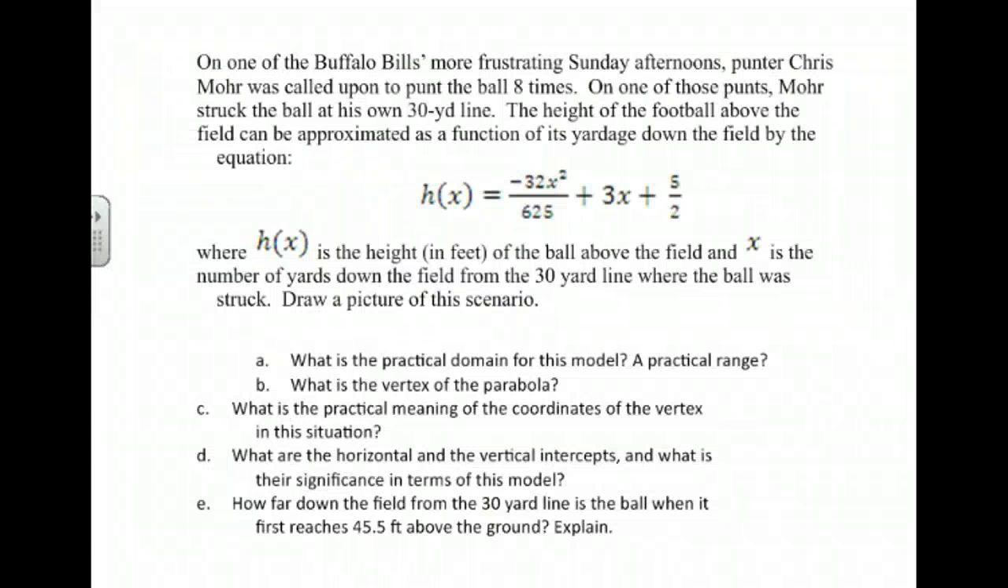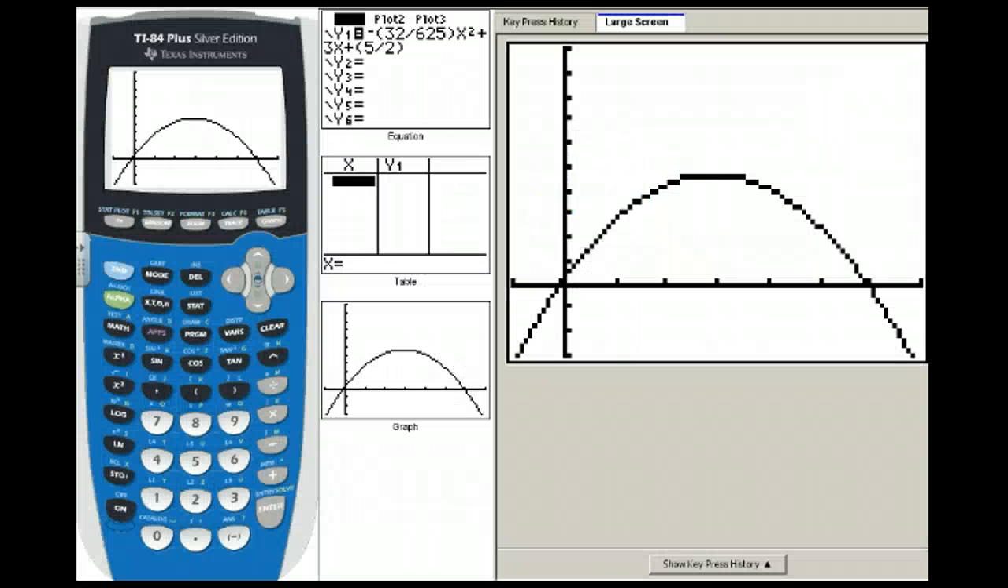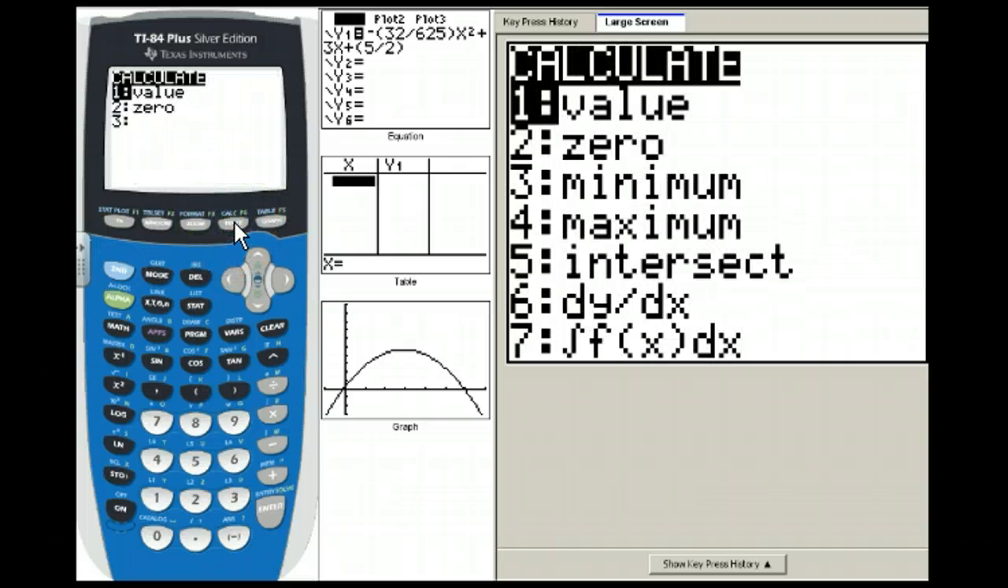Here are the questions again, in case you forgot. What's the vertex of this parabola? And what are the practical meanings of the coordinates of the vertex in this situation? To find the vertex, we need to find the highest point of the curve. That is found by using second, calc, and look at my choices. The highest point, of course, would be the maximum.